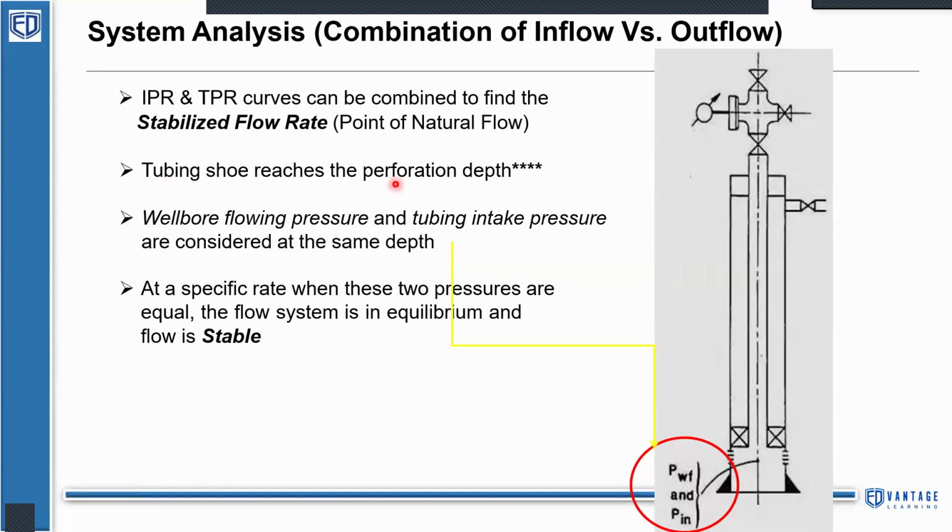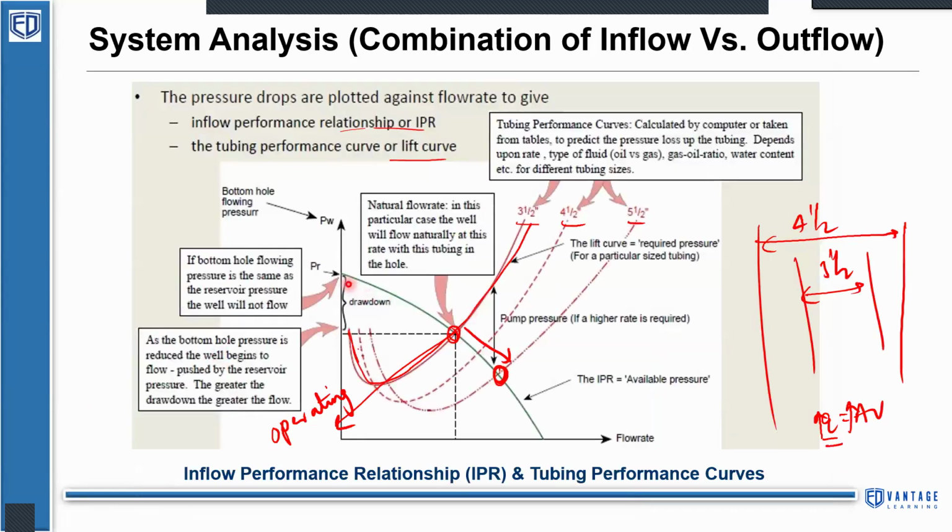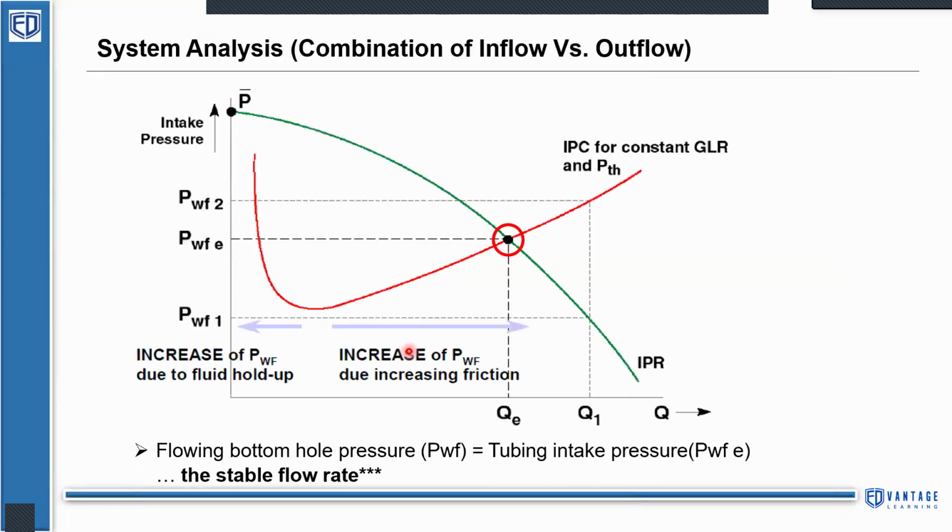The tubing shoe reaches the perforation depth. Wellbore flowing pressure and tubing intake pressure are considered at the same depth. At a specific rate, when these two pressures are equal, the flow system is in equilibrium and the flow is stable, right? That is at the operating point. So whatever fluid is coming from the reservoir pressure to the bottom hole pressure is actually being carried from the bottom hole through the tubing to the surface. That is what we should understand.